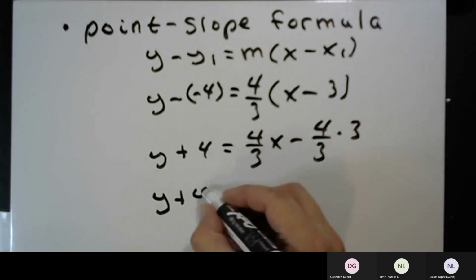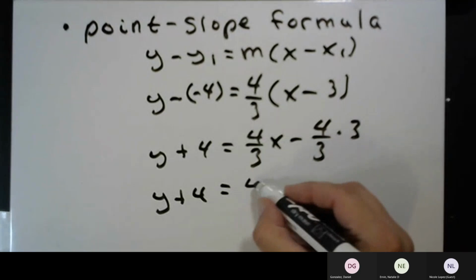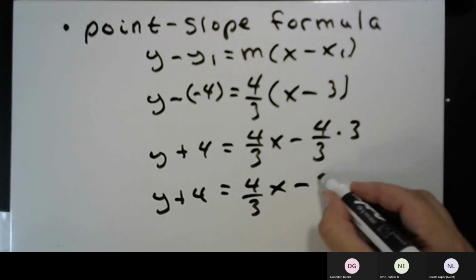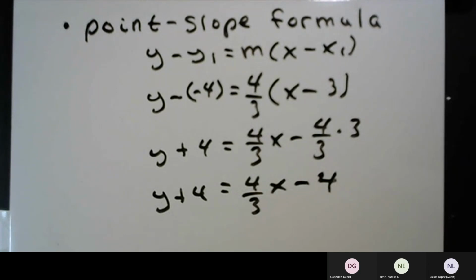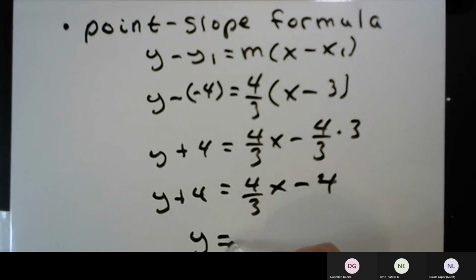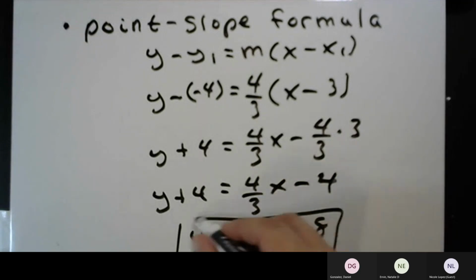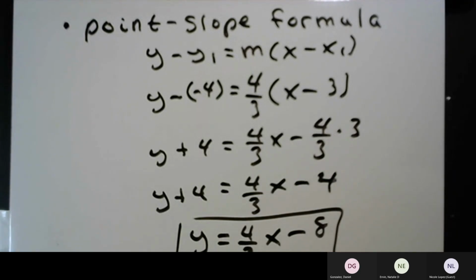Get y plus 4 equals 4/3 x minus 4. And then we subtract 4 from both sides, and we'll get y is 4/3 x minus 8. And so that's going to be your answer.